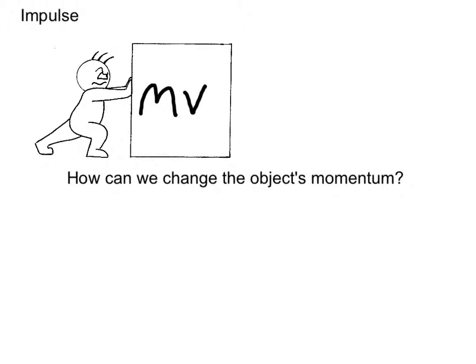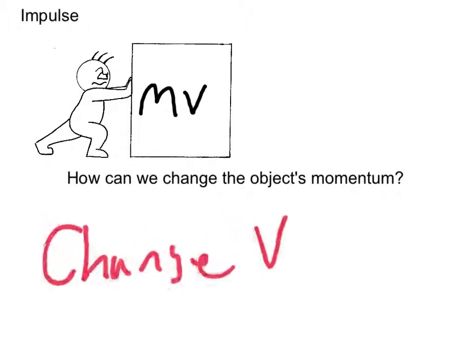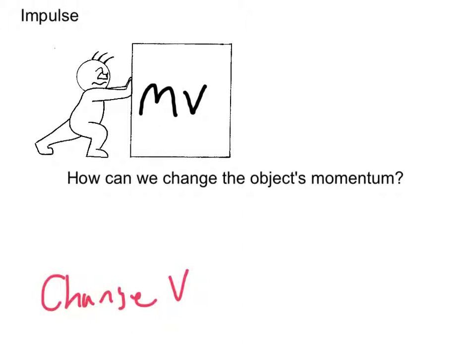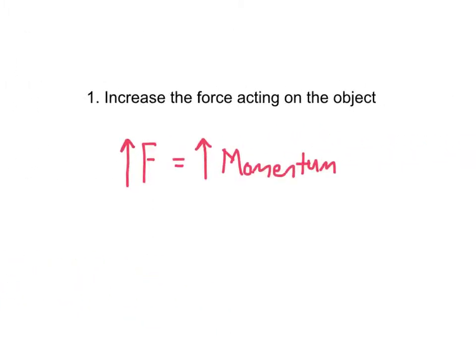Well, clearly, one thing we can do is change its velocity. If the velocity is changing, that means there's an acceleration, right? After all, the definition of acceleration is changing velocity. So, what produces that acceleration? Well, we know from Newton's laws that the answer is a force. So, the greater the force acting on an object, the greater its change in velocity, and therefore, the greater its change in momentum. So, I can change this crate's momentum simply by pushing harder on it, right? If I increase the force acting on the object, I'll be able to increase the momentum.